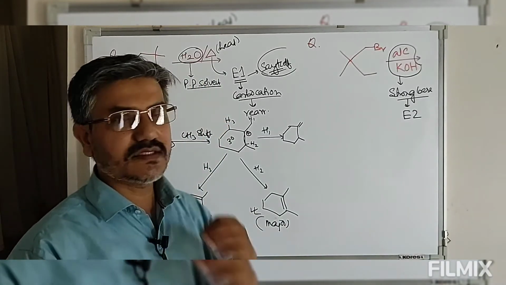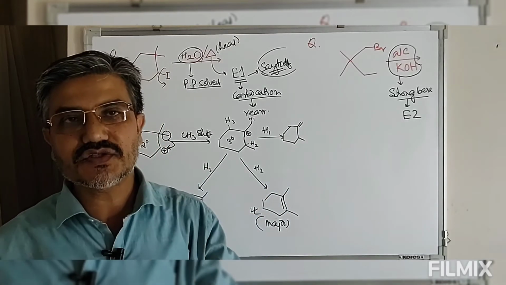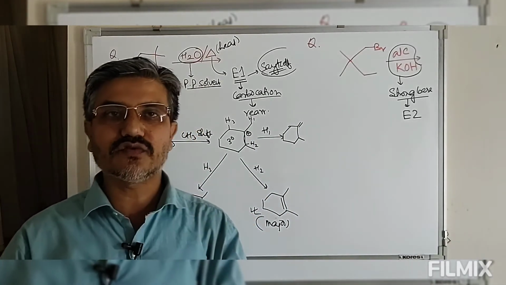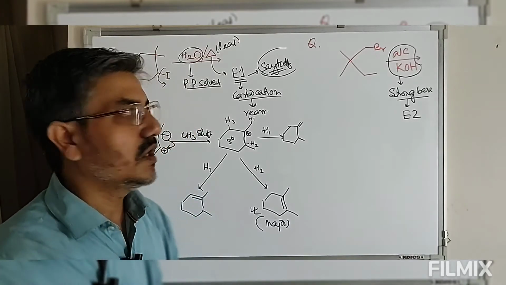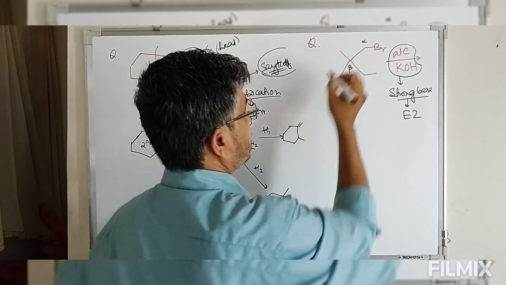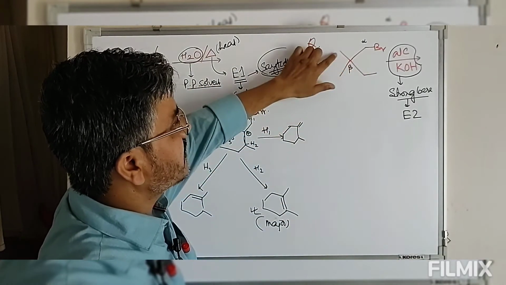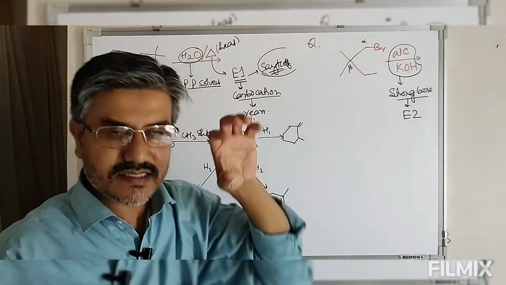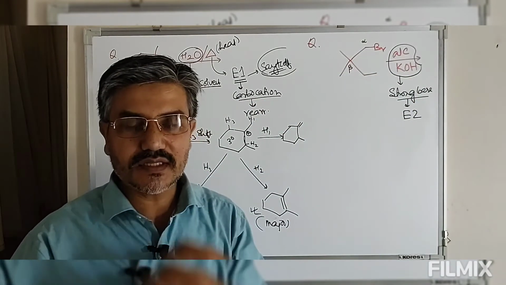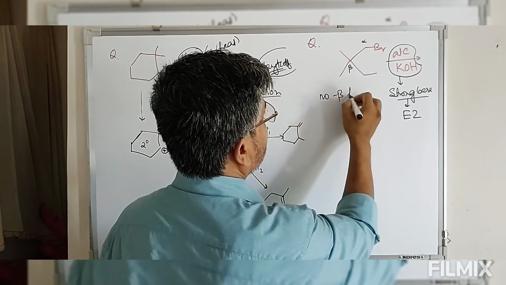For this elimination, as I have mentioned in earlier problems, the H and the leaving group should be at a distance of 180 degrees, and elimination has to follow Saytzeff's rule. Now look at this. This is the alpha carbon, this is the beta carbon. In this beta carbon there is no hydrogen. So though we are reacting this alkyl halide with alcoholic KOH, no beta hydrogen is present.